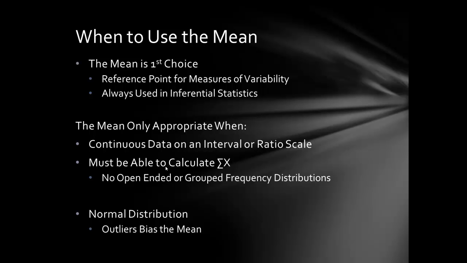Also, if your data passes the test, it's continuous, it's on an interval or ratio scale, if you don't have a normal distribution, then the mean can be very biased. And I'll show you some different distributions in a little bit and how the mean is affected when you have a skewed distribution especially. So outliers bias the mean towards them, and the mean is no longer very representative of the data. And remember, as I said before, your measure of central tendency is supposed to represent all the numbers in the data set. So if you have outliers that are biasing the mean, then that's a serious problem.